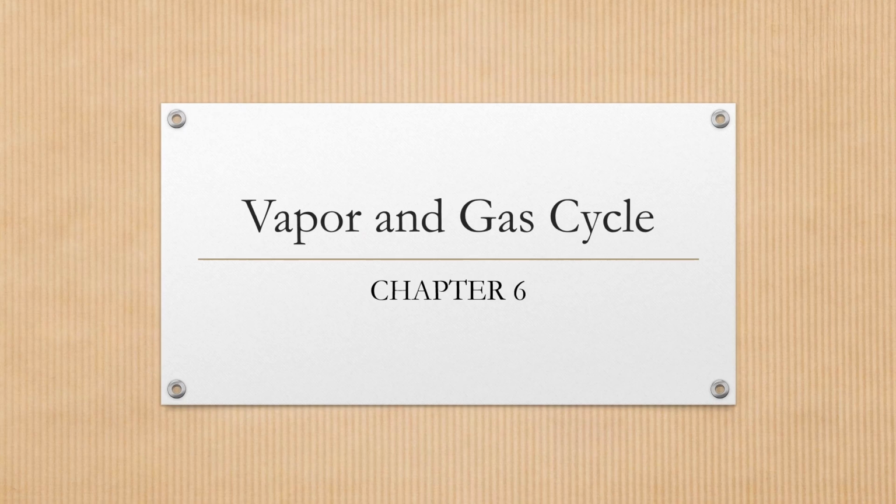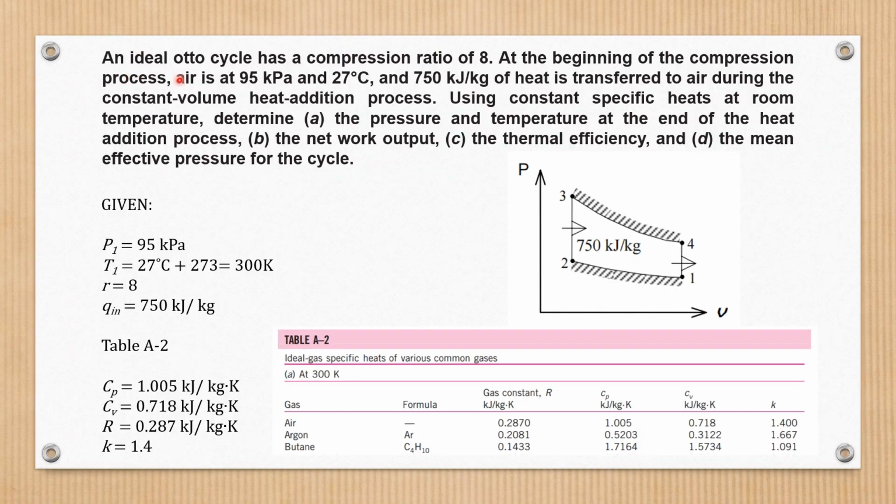Good day, engineers. Today we're going to solve a problem from the book of Thermodynamics by Yunus Çengel, Chapter 9, Gas Power Cycles. An ideal Otto cycle has a compression ratio of 8.